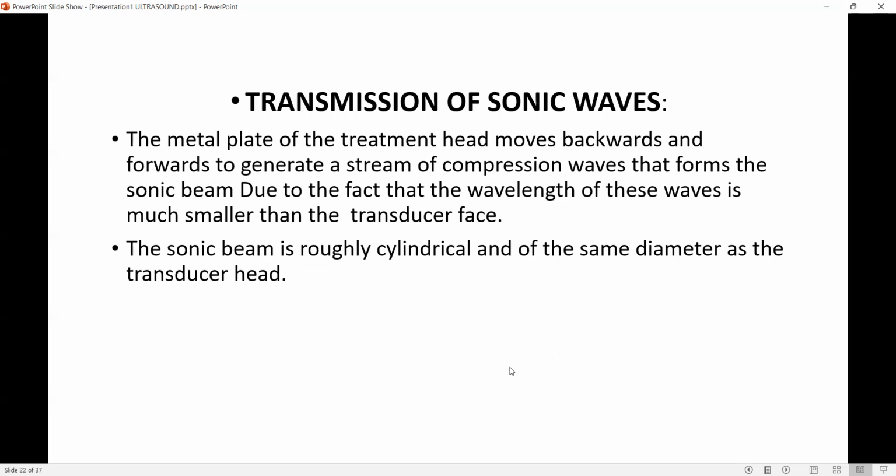Transmission of sonic waves. The metal plate of a treatment head moves backward and forward to generate a stream of compression waves that form the sonic beam, due to the fact that the wavelength of these waves is much smaller than the transducer face. The sonic beam is roughly cylindrical and of the same diameter as the transducer head.